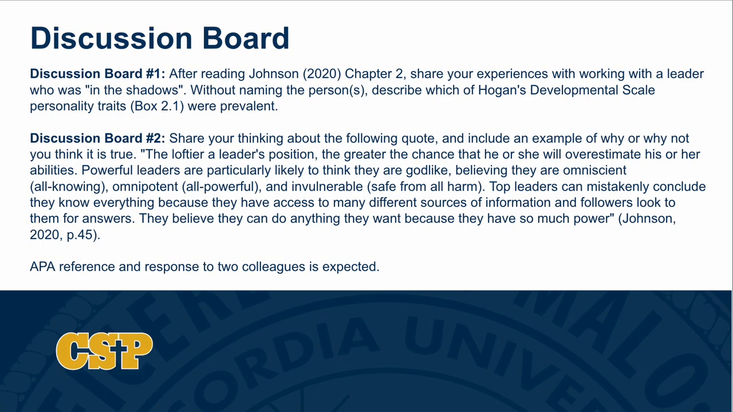So our discussion board, our first is to reference Hogan's developmental scale personality traits on box 2.1, and think about a leader that you have worked for or interacted with, and without naming that person, of course, describe those traits and how that played out in their leadership. The second discussion board asks you to interact with a quote from the text and justify why you think that quote is true or not true.